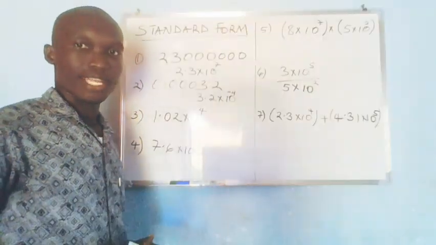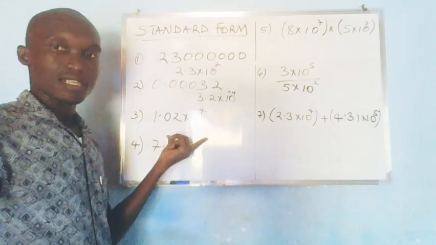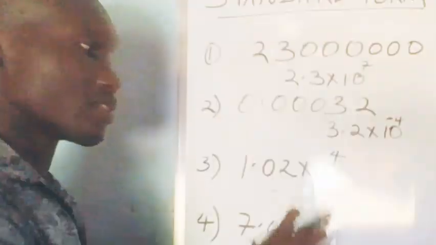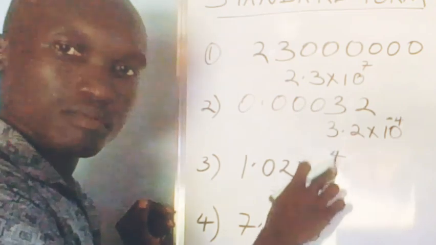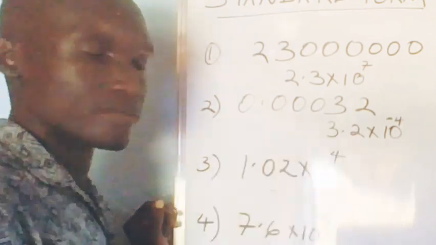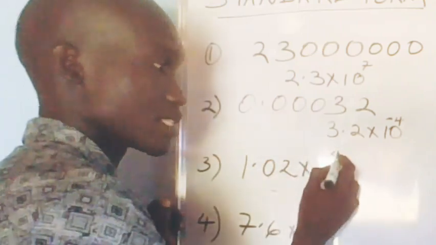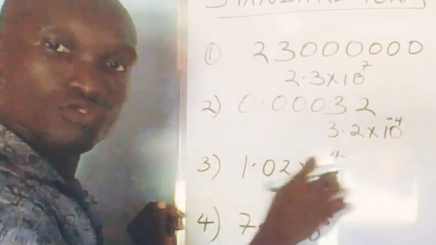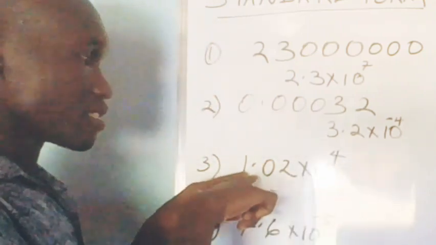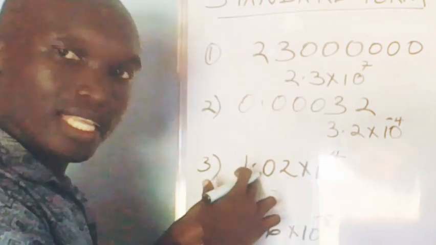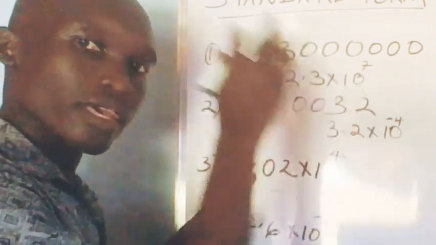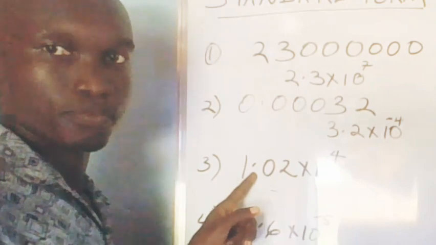Now, if a number is already given in standard form and you're asked to convert it back, the most important thing to remember is the power. Remember how many powers it has been raised to. In this case, it is 4. So the numbers from this decimal point, this side, have to be 4. The total has to be 4.